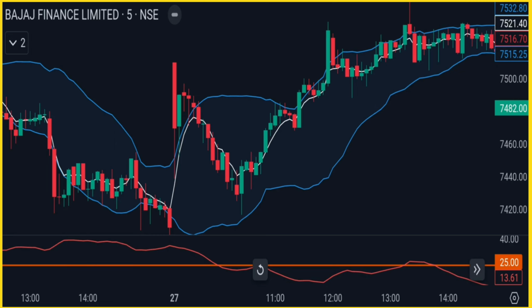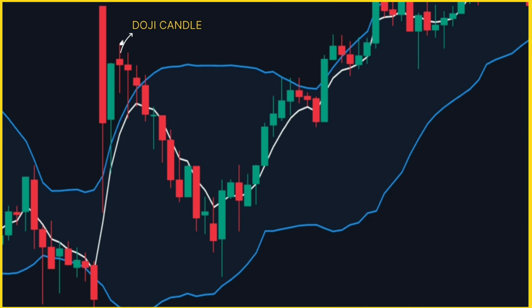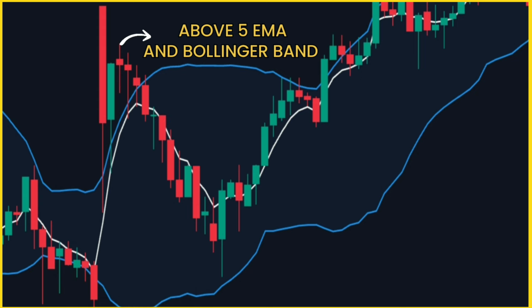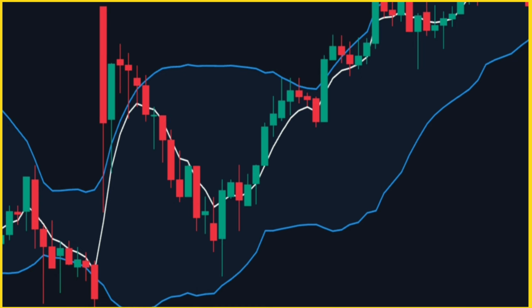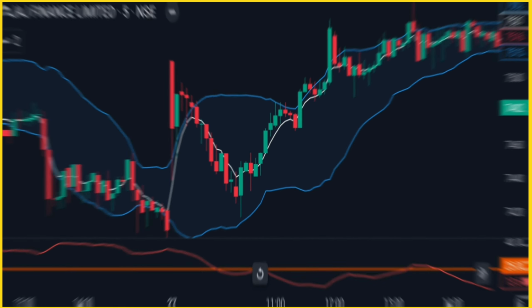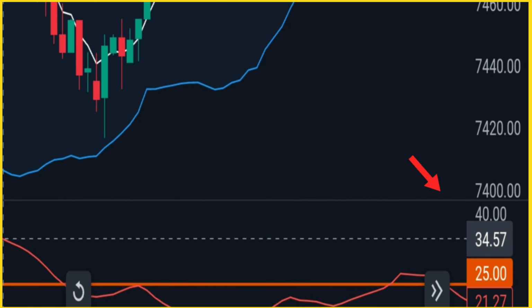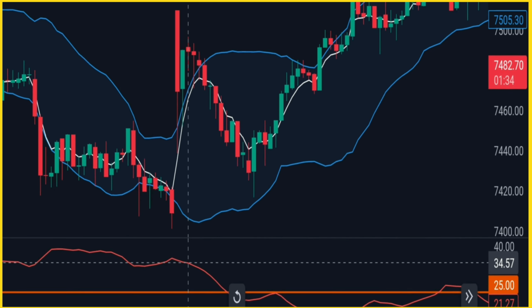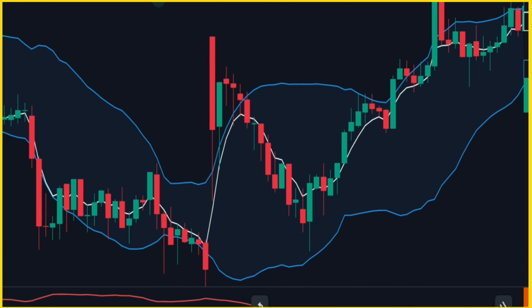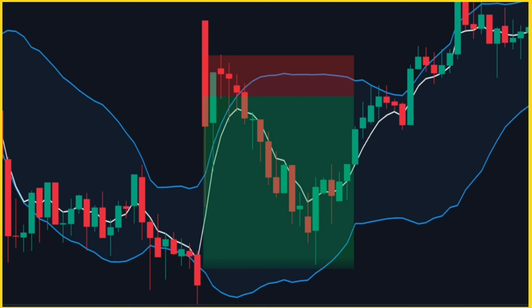Now, if we look at the chart, we get a doji candle here. As per our rule, this candle closes above the 5 EMA and Bollinger Band. Now the last step is to check the ADX number. If ADX is above 25, then we enter into the trade. Here ADX is 32, and we will enter into the trade. Now we check stop loss and target. Here our stop loss is only 17 points. And the target is 65 points, which is the nearest point to the lower Bollinger Band. Our risk to reward ratio is about 1 to 4.